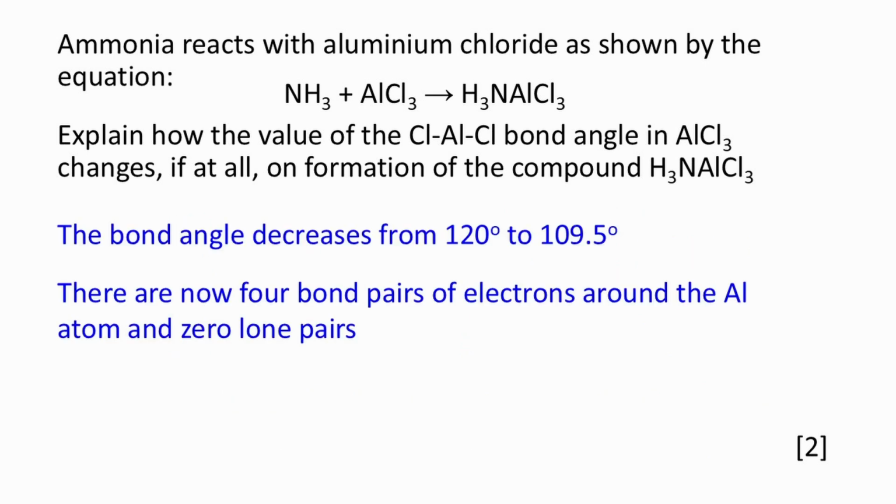To address the question, the bond angle decreases from 120 degrees to 109.5 degrees. Be specific if you can and state the bond angles rather than just saying that the bond angle is reduced. The question asks for an explanation, so you must state that there are now 4 bond pairs of electrons around the aluminium atom and 0 lone pairs.